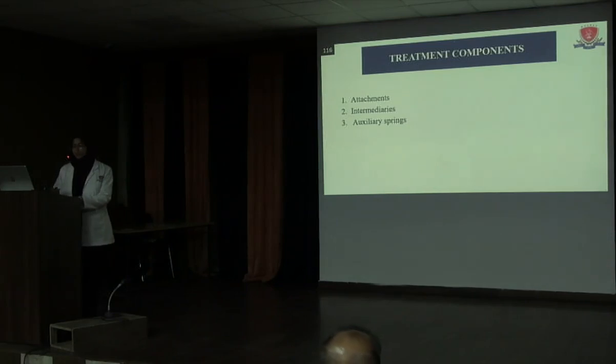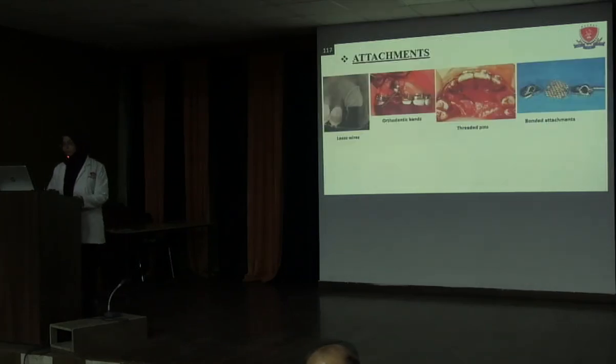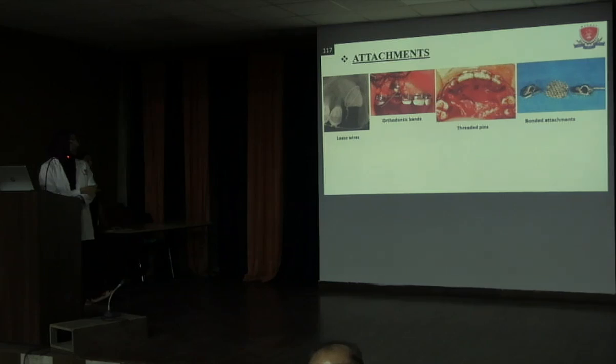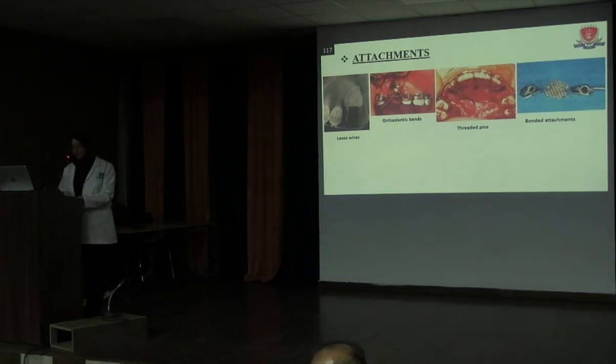Now the treatment components. The treatment components are the attachments, intermediaries, and auxiliary springs. The attachments influence the eruption of an impacted tooth, and the attachment must be bonded. These attachments have changed over the years. So this is the lasso wire, which is used to pull down the impacted canine. Then came the orthodontic bands, for which wide surgical exposure was required. Then the threaded pin came, but now in use are the bonded attachments. All the techniques which I described before are now obsolete.